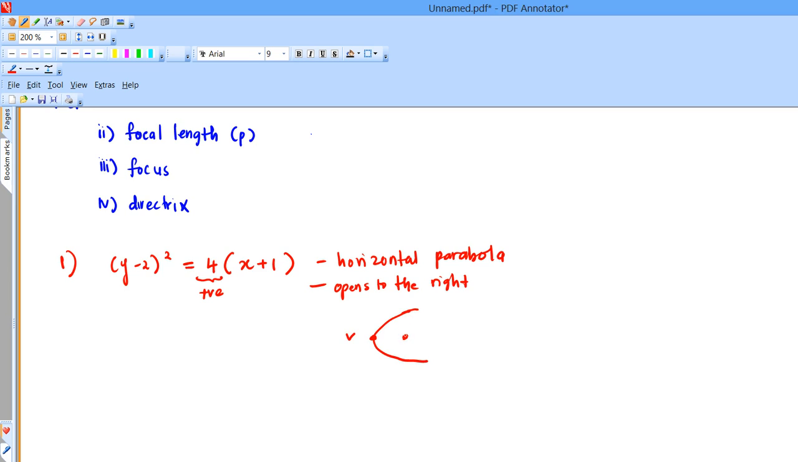and the distance from the vertex to the focus, represented by P, we call the focal length. And then we have the directrix. The directrix is a line on the left of the vertex. The distance from the vertex to the directrix is equal to P. So this one is the directrix.